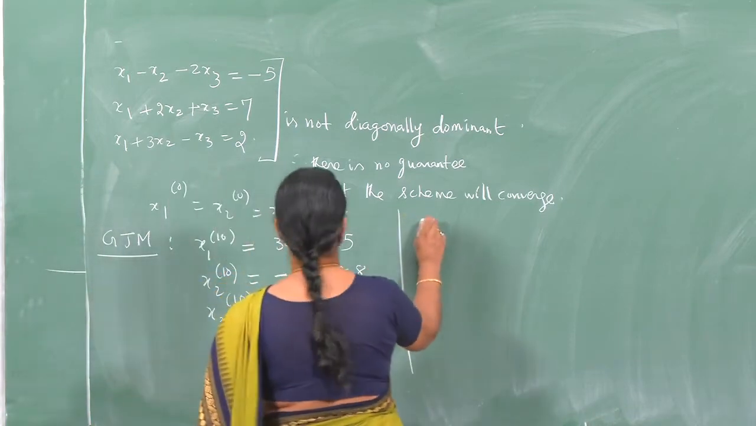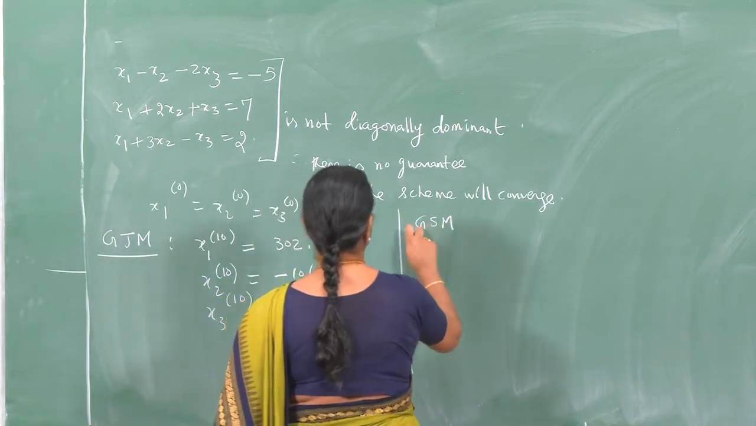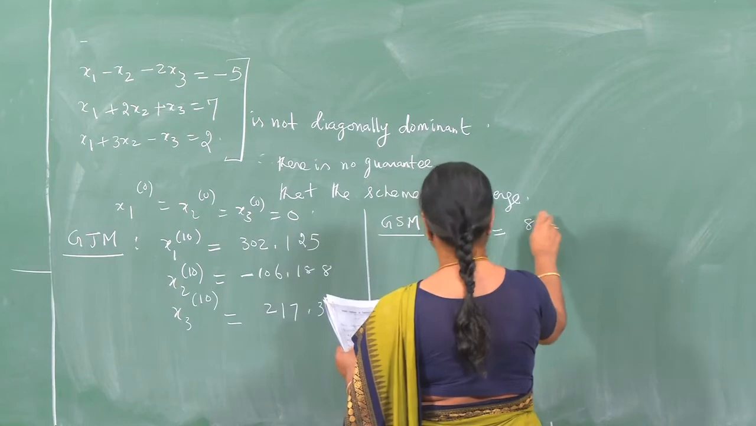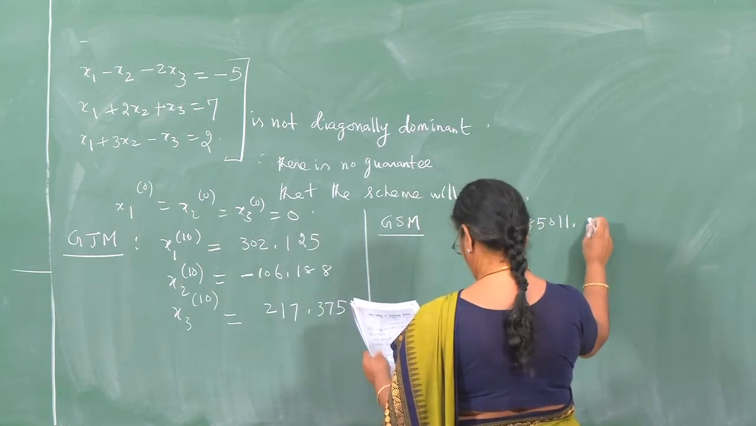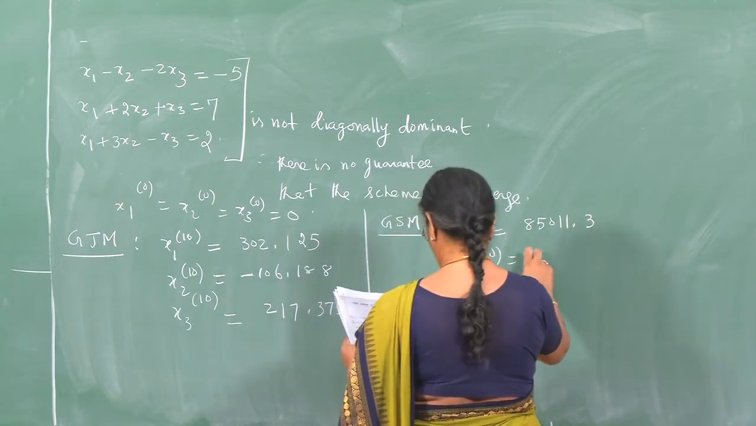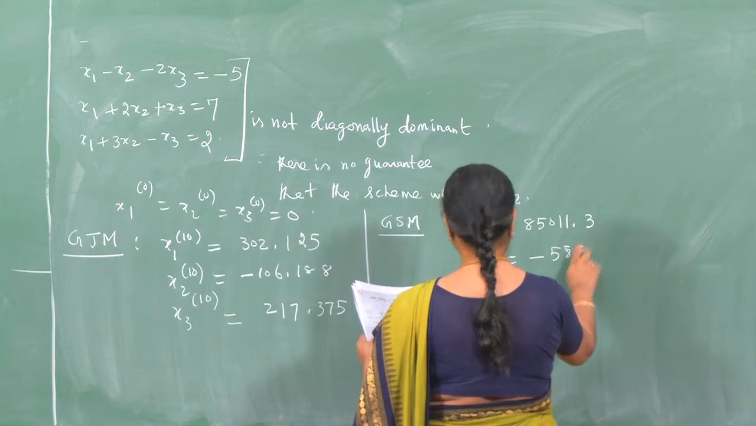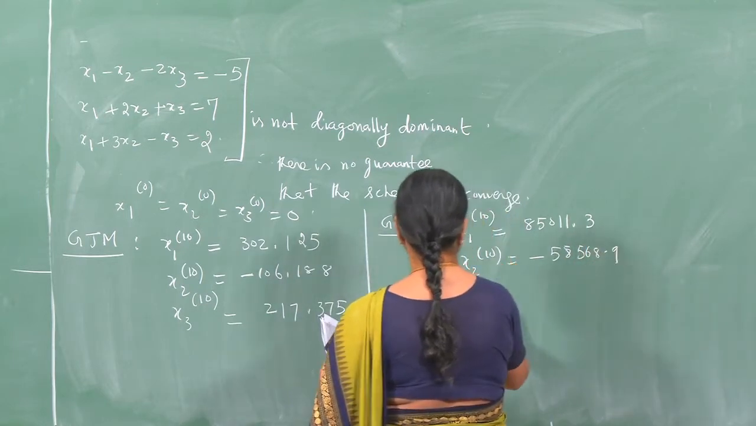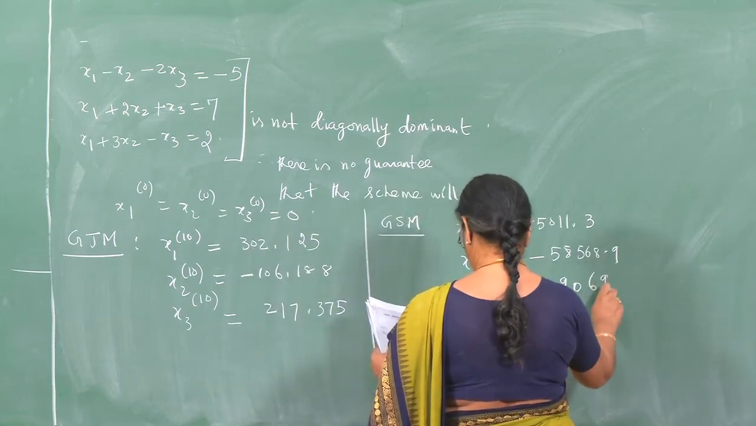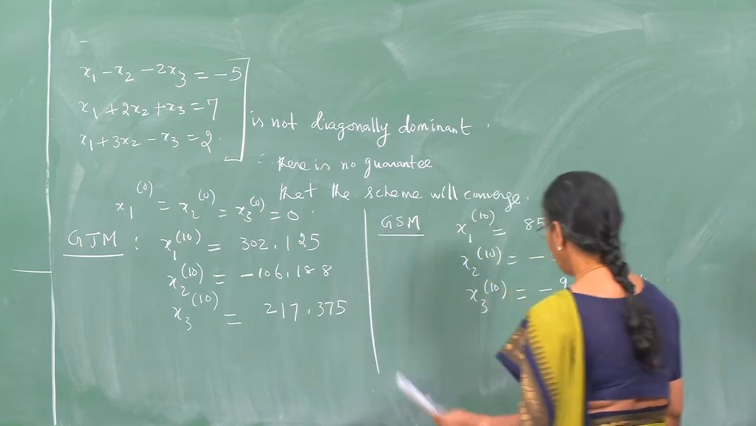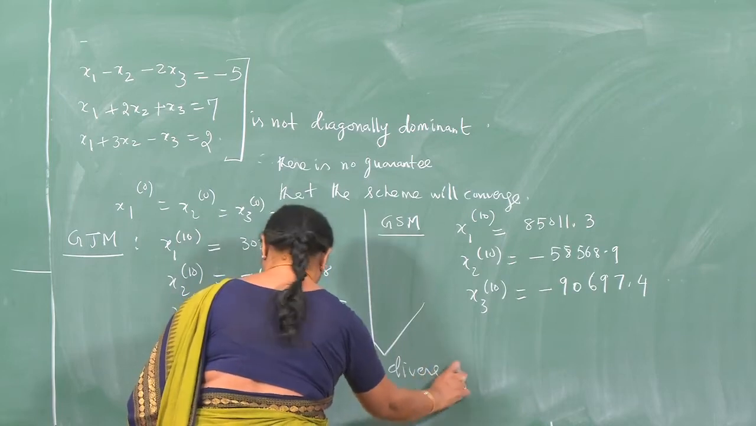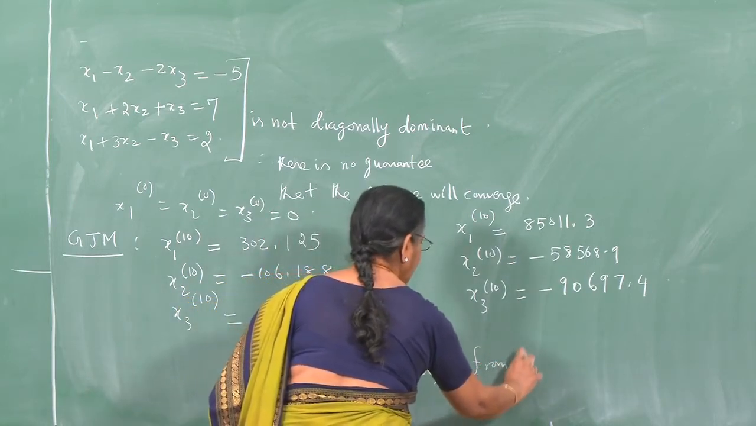Let us work out the same problem using Gauss-Seidel method, and in this case at the end of 10 iterations we see that the solution for x1 is 85,011.3 and that for x2 is minus 58,568.9 and that for x3 is minus 90,697.4. So, both these methods diverge from the true solution.